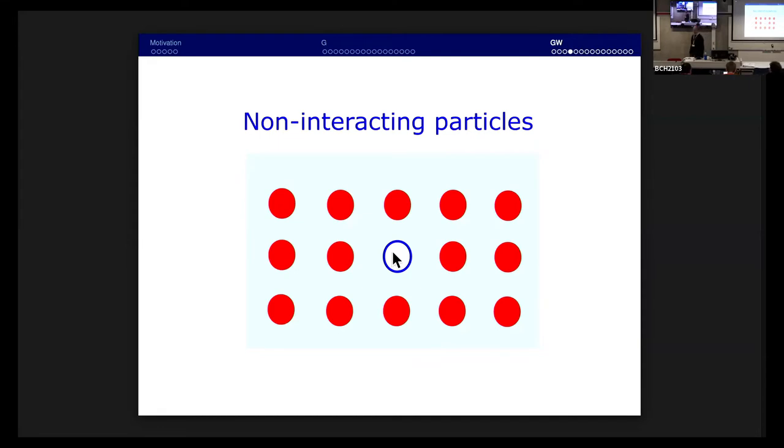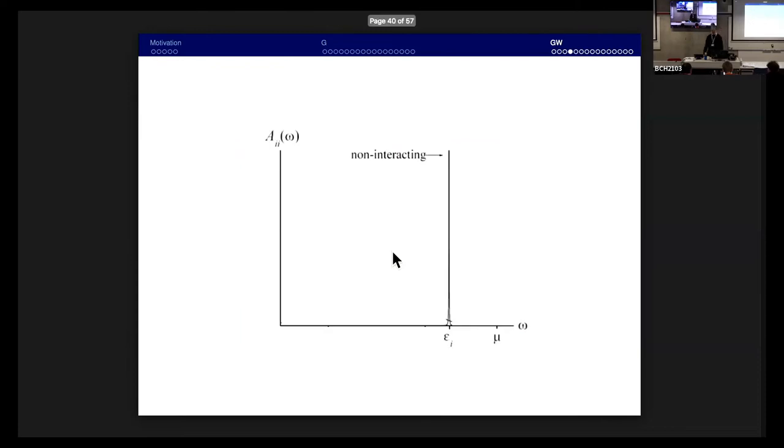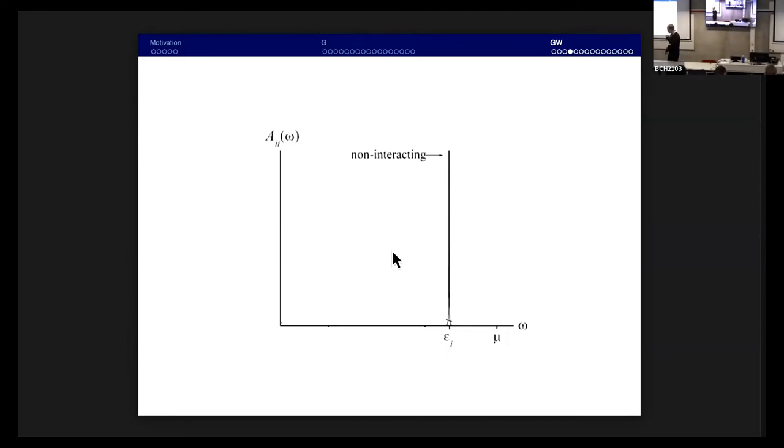Luckily, there is the Coulomb interaction, and life is much more fun. The corresponding spectral function in the case where there is no interaction, and this we have discussed already yesterday, is just a delta peak centered at the energy of the single particle level that the electron was occupying before being emitted. Nothing is happening, so the lifetime is infinite, and indeed the width of the peak is zero. The width of the peak is the inverse of the lifetime of the excitation inside the material.